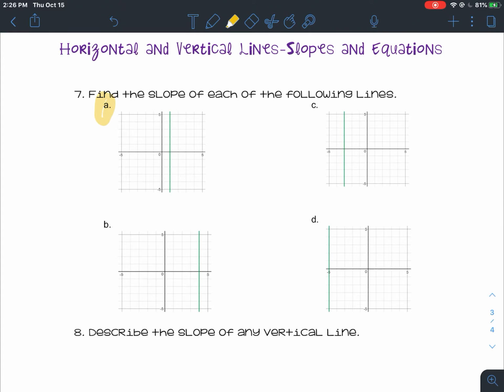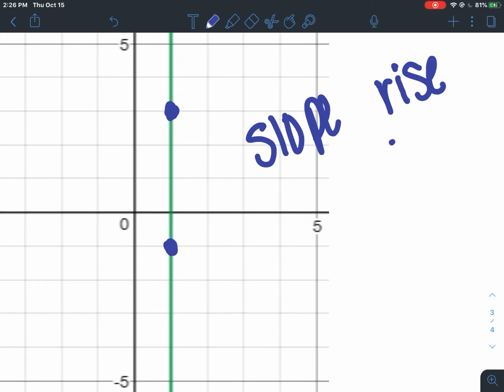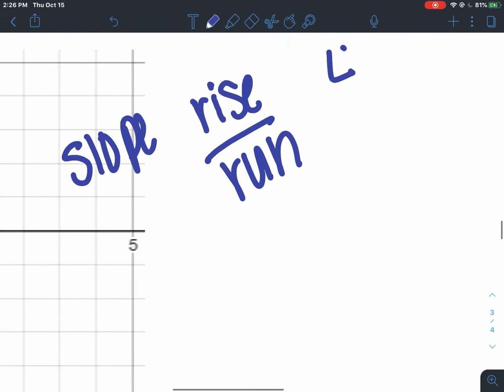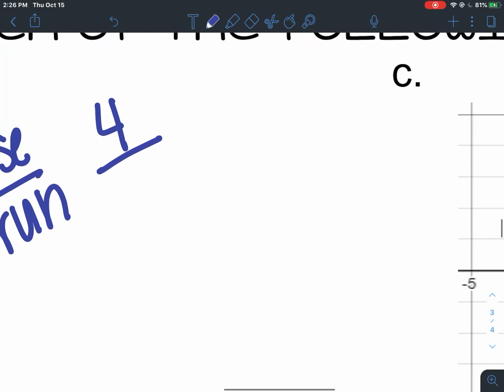Now we're going to look at vertical lines. We're going to do the same exact thing except for vertical lines. So we need to find the slope. So let's pick 2 points. 1, 2. Brilliant. Slope, in case you haven't memorized it yet, is rise over run. How many did I go up? 1, 2, 3, 4. Rise is 4. How many did I go over? 0.